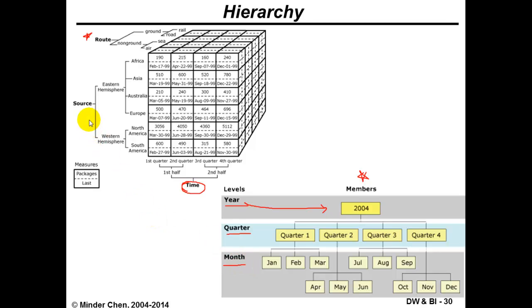Let's say in terms of location, we have a highly aggregated level at the top, and then we have Eastern Hemisphere and Western Hemisphere. For the Western Hemisphere, we have North America and South America. So that's how a hierarchy along this dimension can be formed.